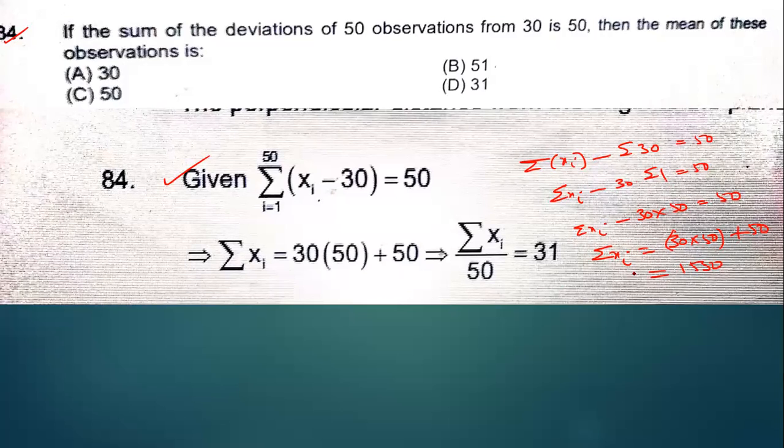So both sides are divided by 50. That is the average. These are the previous questions.